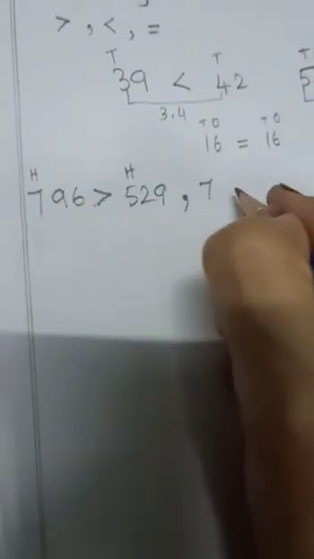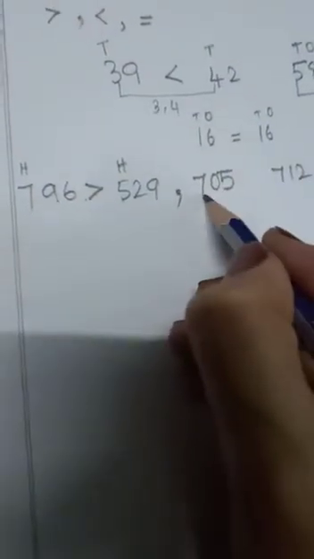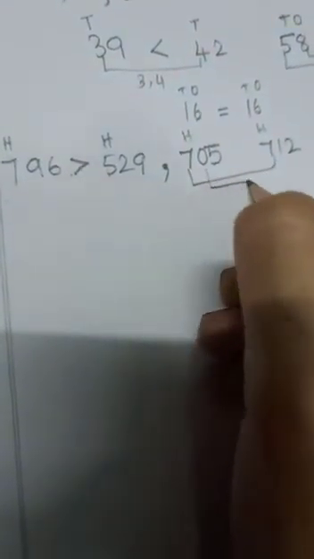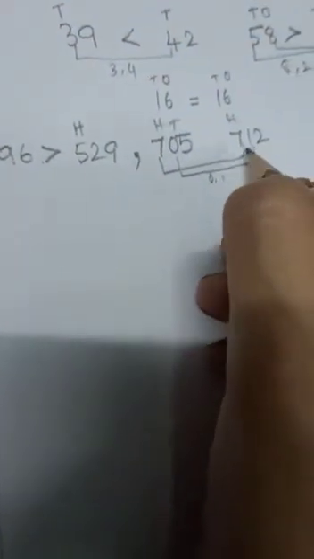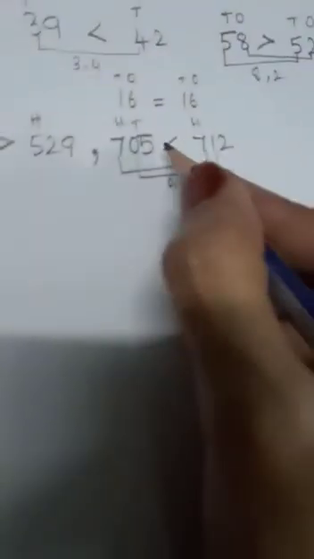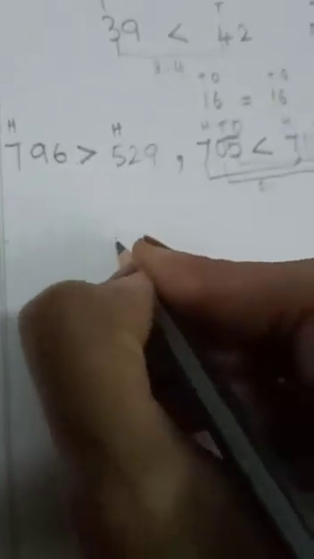Suppose on both the hundreds places we have the same number, that is 7. So we should compare the numbers which are on the tens place. So 0 and 1. So 1 is greater than 0. Open mouth towards the bigger one. Again, if the tens places are equal, you should compare the ones place numbers. Next, in four-digit numbers, we have ones, tens, hundreds and thousands.